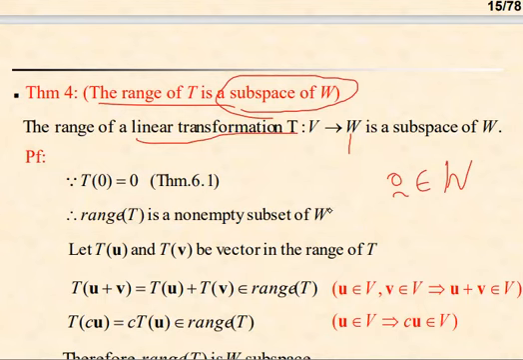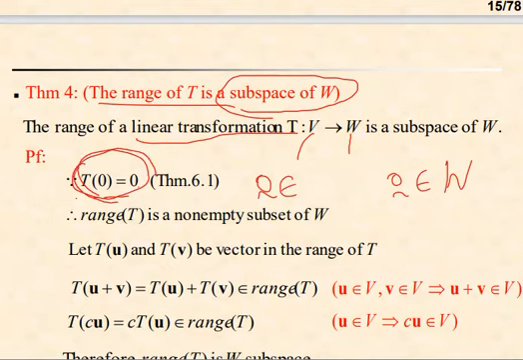So if it is a linear transformation, what does it mean? The zero element in V maps to the zero element in W. Right? Therefore, the zero element in W belongs to the range of T, because here there's a mapping.